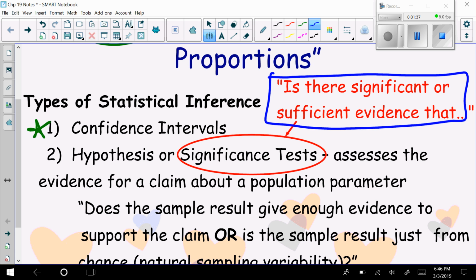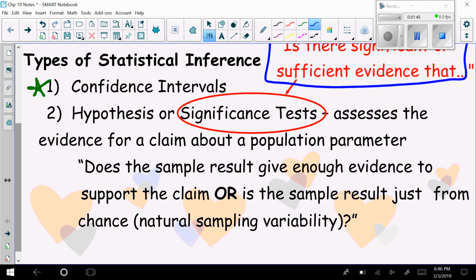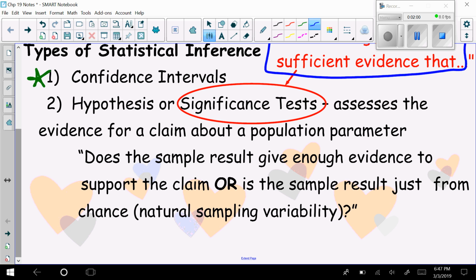It's going to assess the evidence for a claim about a parameter. Basically, when I draw a sample, does it give me strong evidence to support my claim? Or did I get a weird sample just by happenstance? If it gives me evidence to support the claim, so basically it falls inside the realm of my beliefs, I feel good about it. Or I think, oh, this is just one of those weird cases. Sometimes we're not going to get it, right?